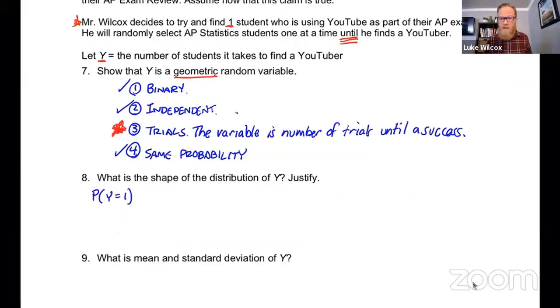Now realize y can't be equal to 0, right? If we need the number of trials until we get the first success, if the first trial is a success, then our y value is equal to 1. Okay, so what's the probability of that happening? Well, we'd have to have a success on the first trial. And we know that happens 40% of the time. So that's easy enough.